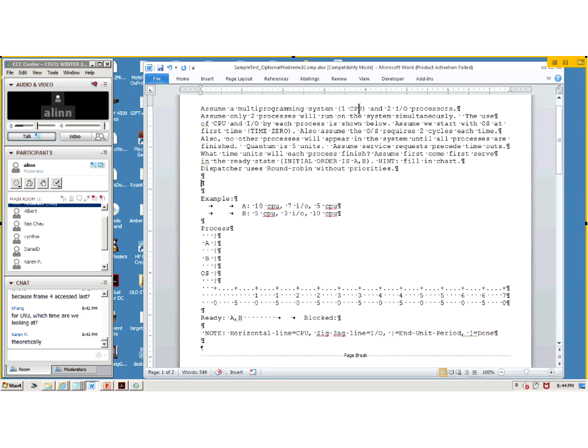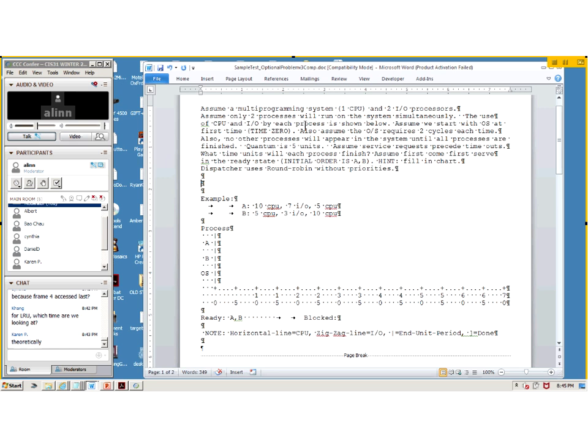Assume you have a multi-programming system, 1 CPU, and 2 I/O processors. That's in case you're on I/O. Both of these programs could be on I/O at the same time. They can't be on the CPU at the same time because we've only got 1 CPU. Assume only 2 processes will run on the system simultaneously. The use of CPU and I/O by each process is shown below: 10 CPU units, 7 I/O. And we're going to assume that the 7 and the 10 units are the same unit size. We know that's not true in reality.